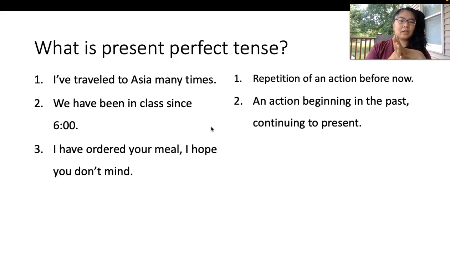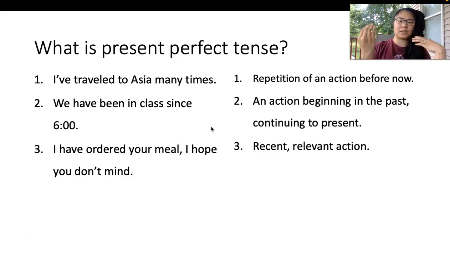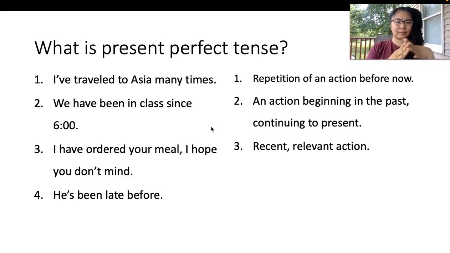I have ordered your meal. I hope you don't mind. So maybe you're at a restaurant, your friend's running late, they text the order ahead to you. Or you already know what they want, so you put the order in. So this is a recent relevant action, you just ordered it, so hopefully now when they're arriving and you're telling them this, the food is still hot. So it's recent relevant action, another situation in which to use present perfect tense.